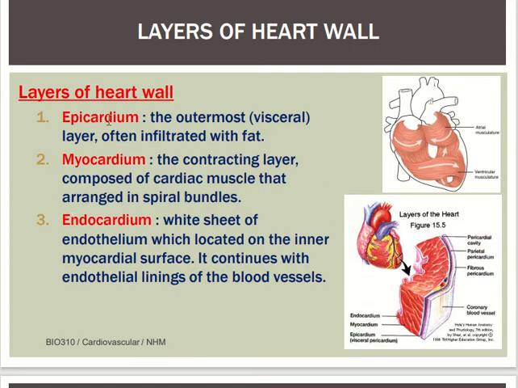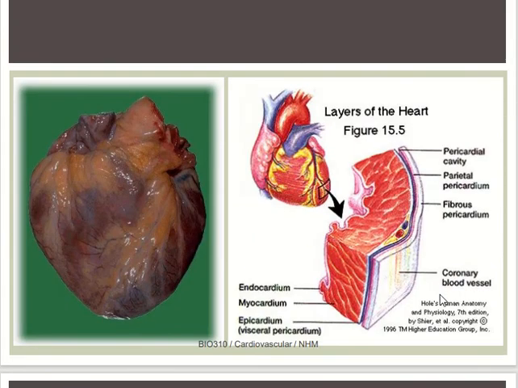The heart wall has 3 parts. The outermost layer is known as the epicardium. The middle part is known as the myocardium. The inner part of the heart wall is known as the endocardium. The endocardium is made up of epithelial tissue, which is endothelium. Meanwhile, the myocardium in the middle is made up of cardiac muscle, and the epicardium is made up of epithelial tissue. So here we have the endocardium, myocardium, and epicardium.